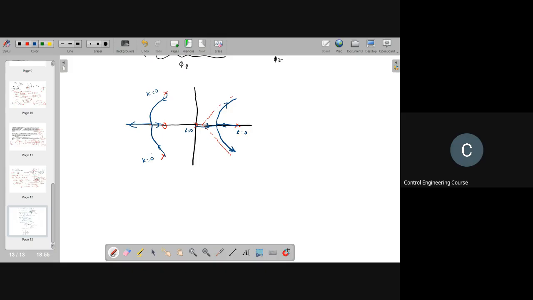So this is the one. At any point, if you have any coordinate of s, if you substitute that in 1 plus G H of s, you will get the k at that point. This is the path, this is how the roots of the characteristic equation change as k changes from 0 to infinity. Clear?